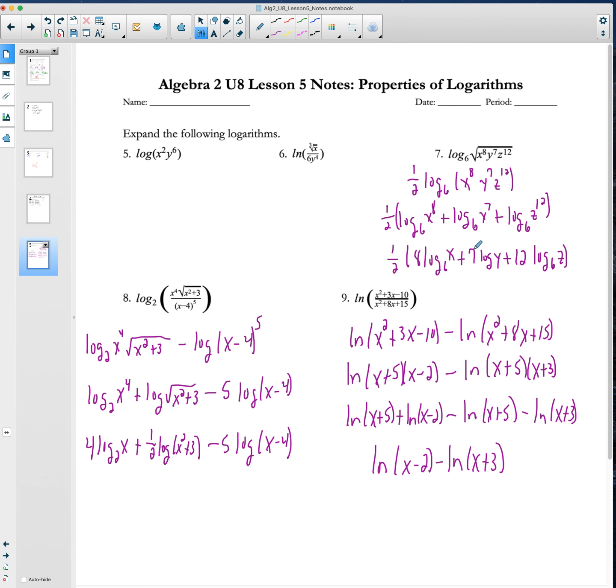Take the 7 out front, 7 log base y. Take the 12 out, 12 log base 6 of 7. Now, once again, you could leave it like this if you want to distribute the 1/2 to everything. Totally fine. Any which way, it's all good.